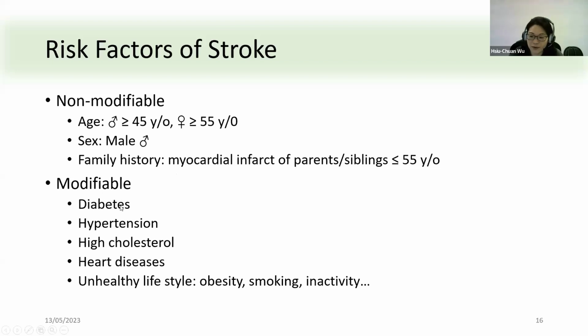But there is more you can do because there are more modifiable risk factors of stroke. For example, if you have diabetes, hypertension, high cholesterol, heart diseases, or if you have an unhealthy lifestyle, for example obesity, smoking, or inactivity, meaning inadequate exercise. These are the things you can do lots about to control your risk factors.